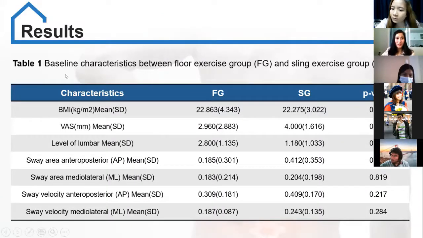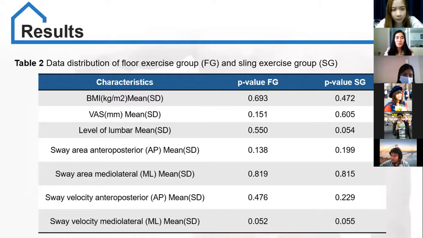Next section is the results from the study. Table 1 represents baseline characteristics of the participants. At baseline, both groups show no significant difference. Table 2 represents data distribution. The results show all demographic data show normal distribution.